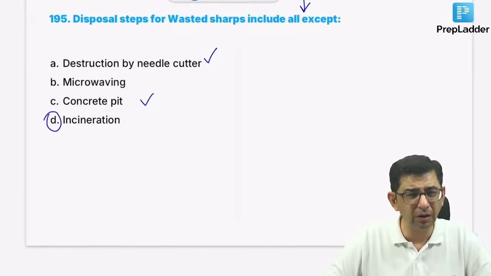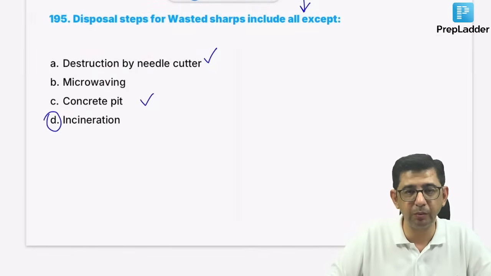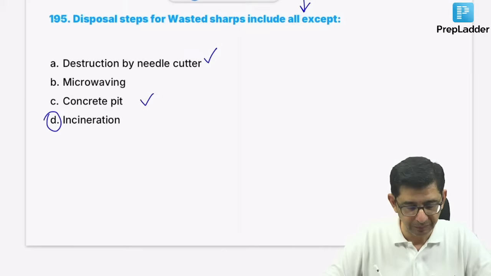I mean, that is one of the components that is given between two close options. I'm saying the incineration or the destruction of those sharps is not done. Okay. Answer is D, guys.